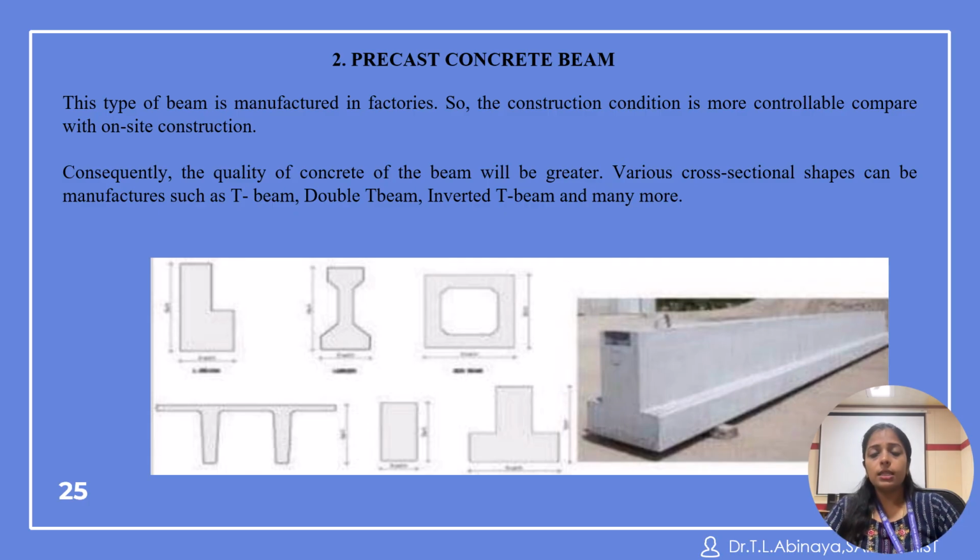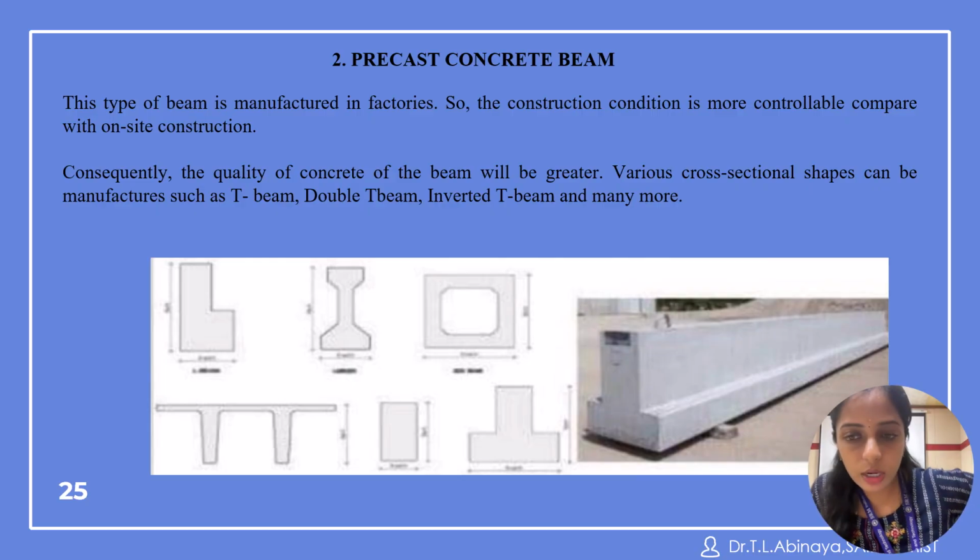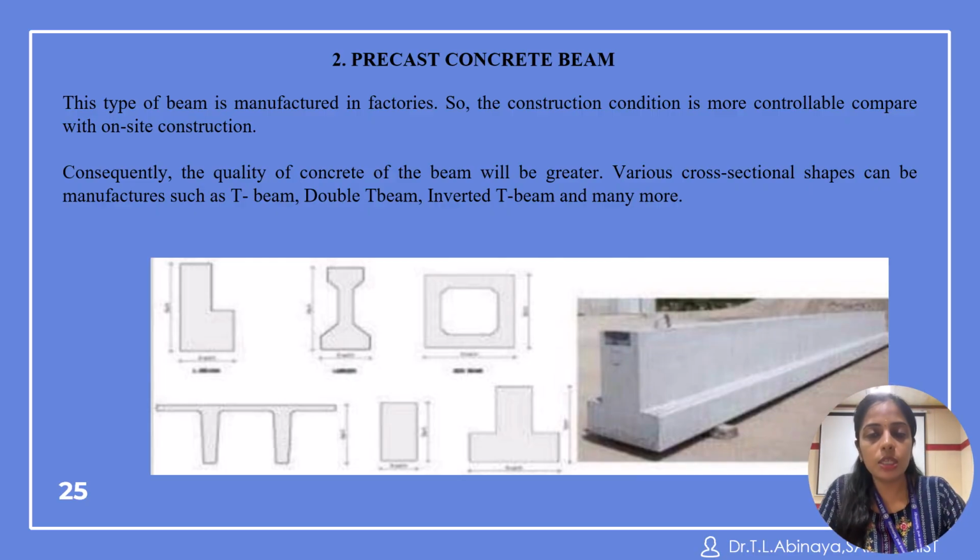Usually the precast concrete beam is used for RCC folded plate structures, not for RCC frame structures. Consequently, the quality of the concrete of the beam will be greater, and various cross section shapes can be manufactured. Whichever shape you want, in that particular shape they will do the reinforcement and the construction.